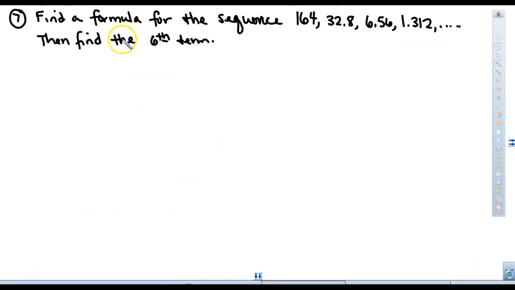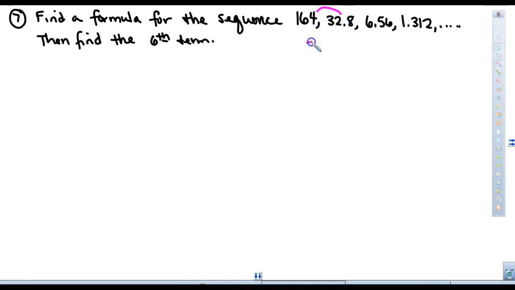Alright, now we're going to do the same thing for this one. Find a formula for this sequence, then find the 6th term. So again, you've got to figure out, well, what kind of sequence do you have? Okay? So I'm going to figure this one out by trying to divide, because I can tell I can't add or subtract the same thing every time and get these numbers.